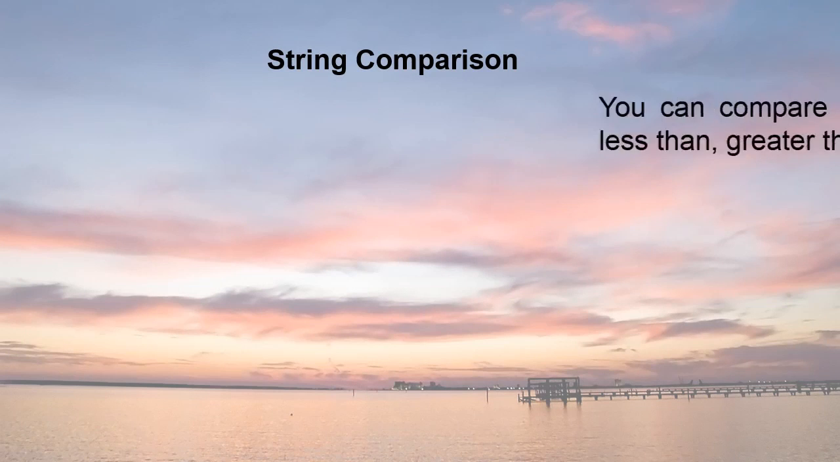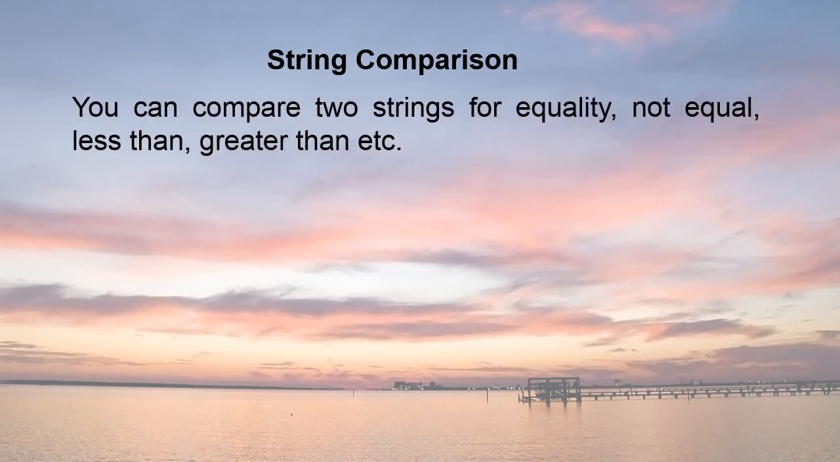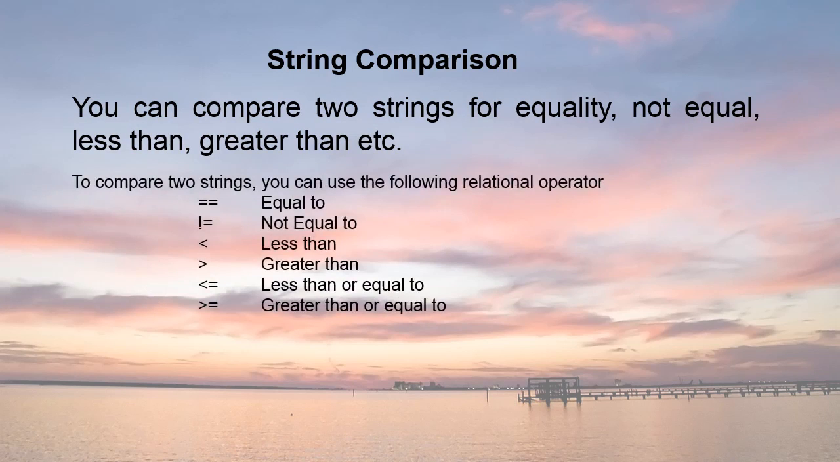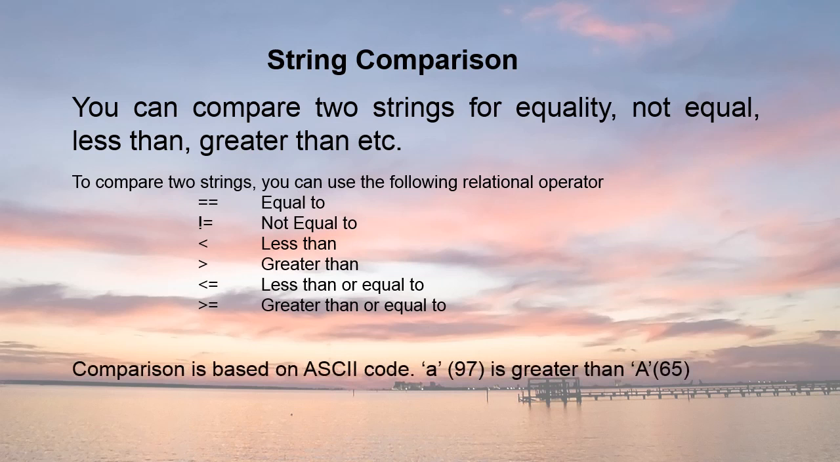String comparison. You can compare two strings for equality, not equal, less than, greater than, etc. To compare two strings, you can use the following relational operators: equal to, not equal to, less than, greater than, less than or equal to, greater than or equal to. Comparison is based on ASCII code. So small a is greater than capital A because the ASCII code of lowercase a is 97 and the uppercase A is 65.